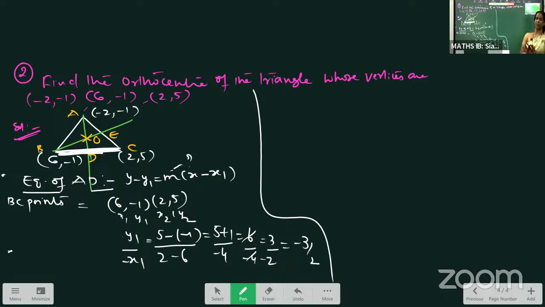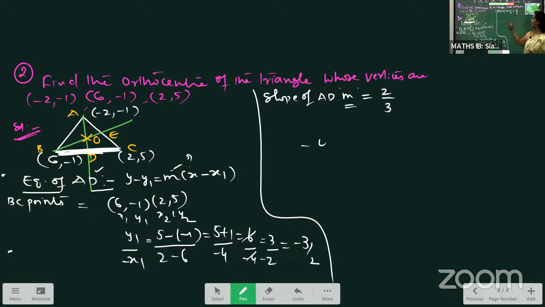But we need the slope of AD. We don't need the slope of BC. We need the slope of AD because we have to find the equation of AD. So what is the slope of AD? That is our m. m is nothing but just making it reverse. -3 by 2 is there, you write 2 by 3. The minus is there, remove that minus. Just make it reverse and write 2 by 3.